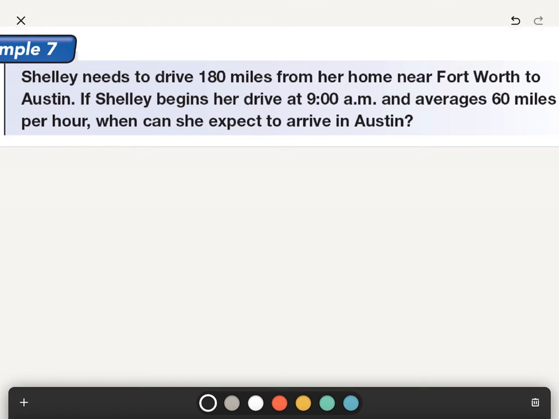Because Shelley needs to drive. So we'll solve the problem before we even start this. Shelley needs to drive 180 miles from her home near Fort Worth to Austin. If Shelley begins her drive at 9 o'clock a.m. and averages 60 miles per hour, when can she expect to arrive in Austin?